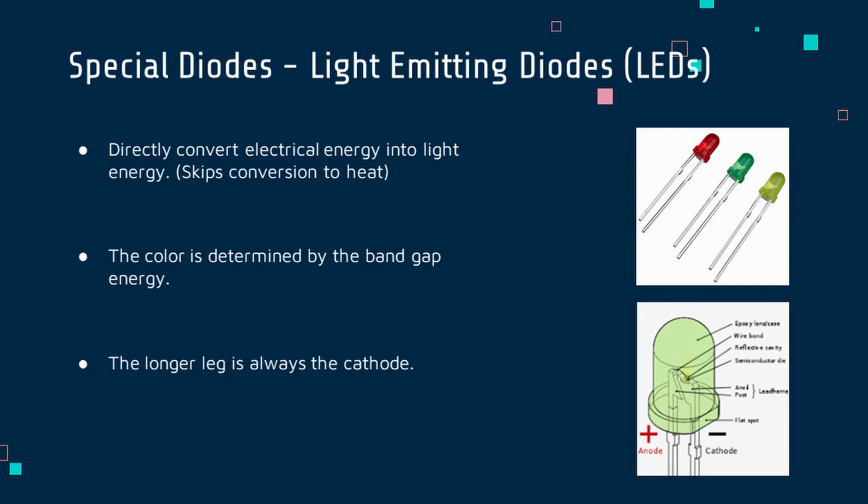Another very common use for diodes is in LEDs, or light-emitting diodes. In LEDs, electrical energy is directly converted into light energy, which skips the heat conversion that is often necessary to generate light. This makes LED light bulbs up to 80% more efficient than traditional fluorescent bulbs. The color of an LED depends on its bandgap energy, which also depends on its material. For example, blue LEDs are traditionally made with aluminum gallium nitride.